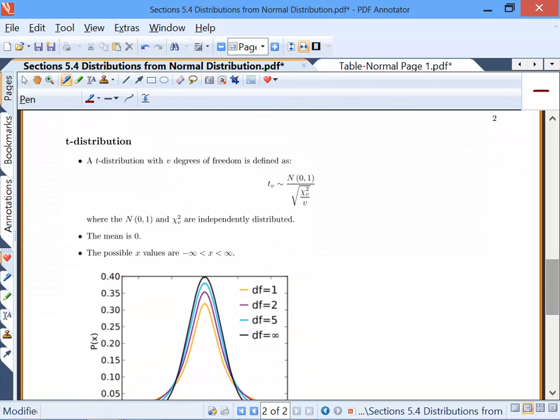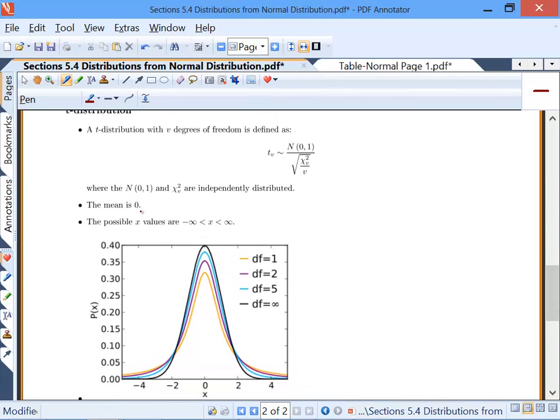The T distribution, what happens for that is you start with a normal random variable with mean 0, standard deviation 1, and variance 1. And then you divide by the square root of a chi-squared random variable with v degrees of freedom divided by v. So you do all that and you get what's called a T distribution. For the T distribution, the mean is always 0. Possible x values go from negative infinity to infinity.